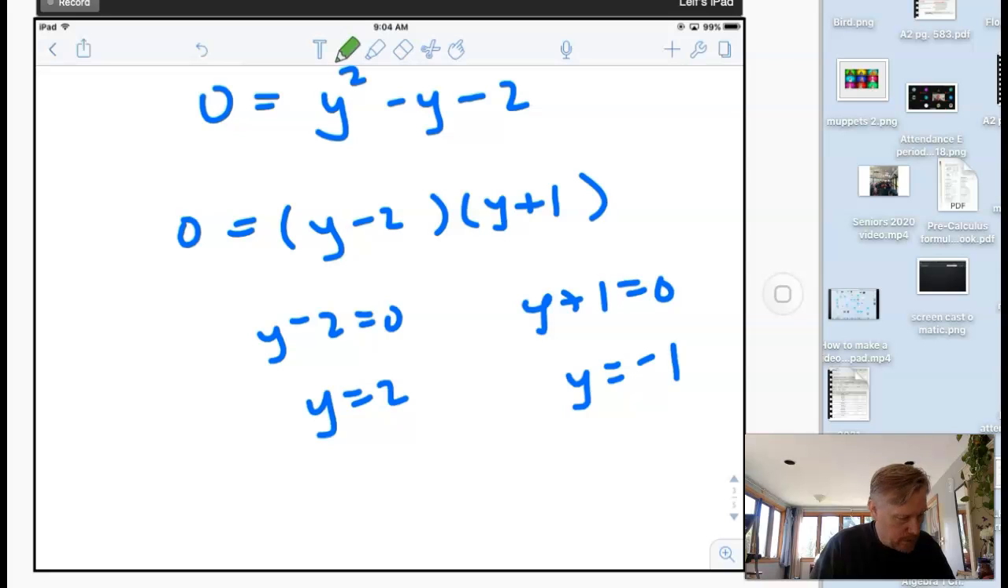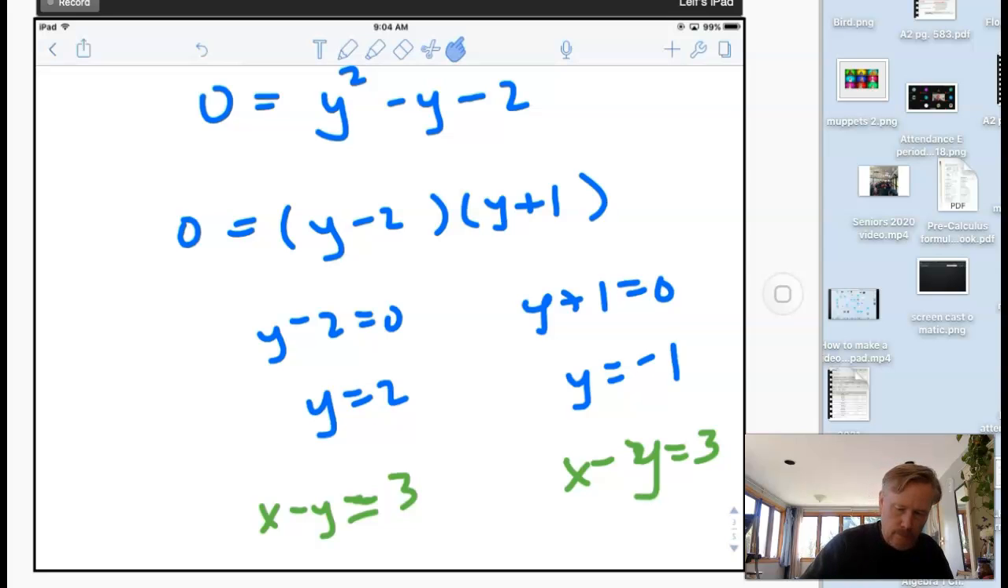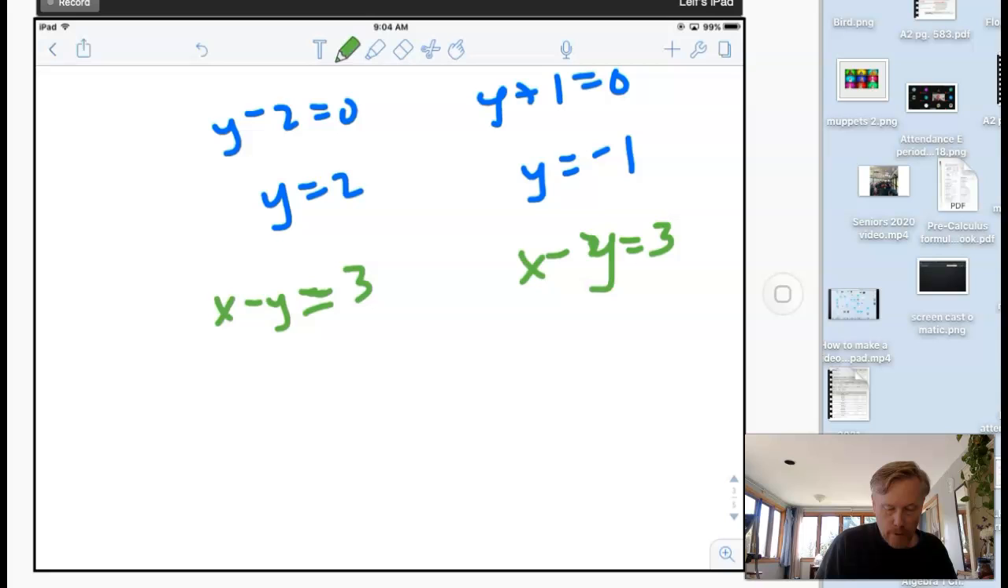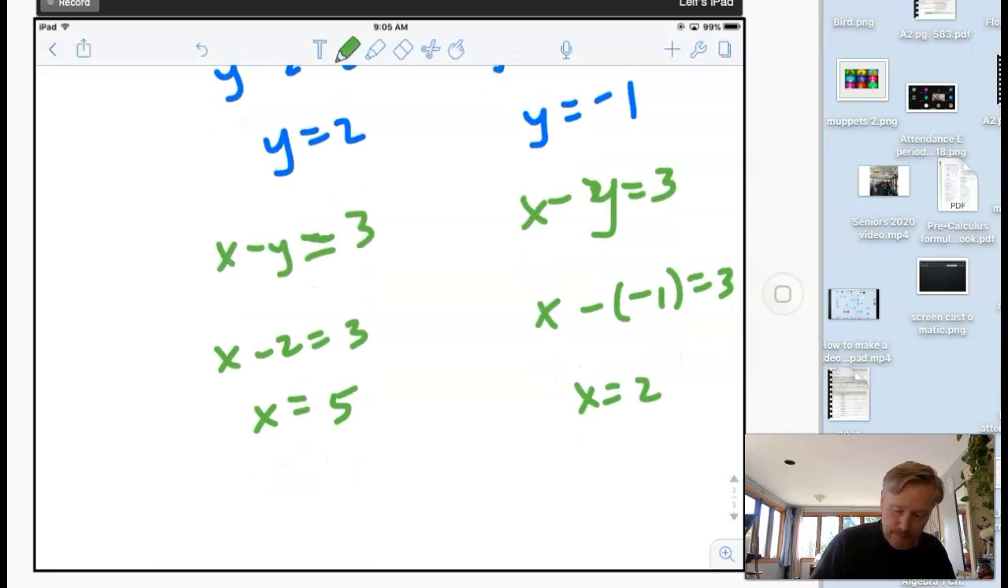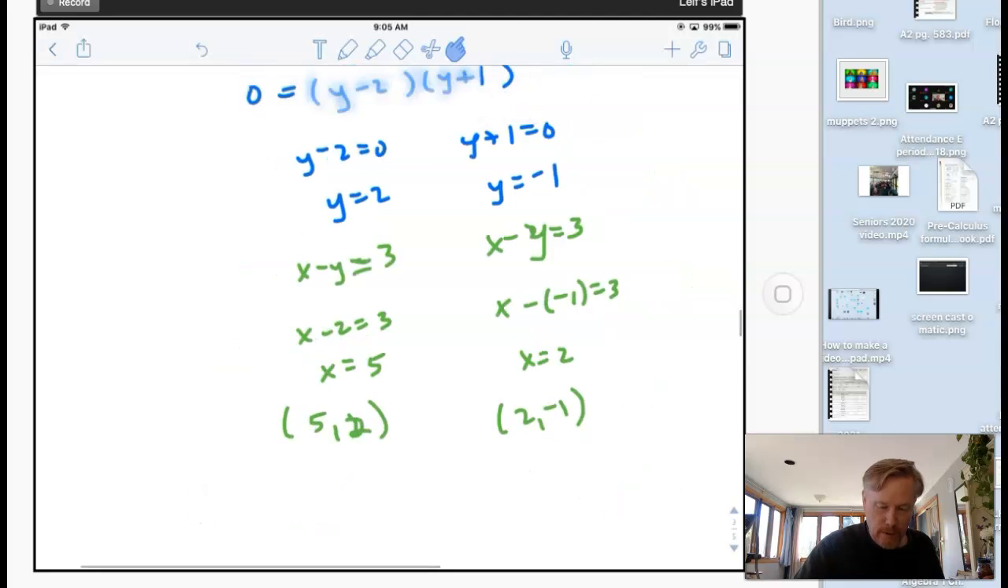And when I plug those back into the easier of the two equations, which is presumably the top one, x minus y equals 3, I will get my other answers. So x minus 2 equals 3, so x will be 5. Over here, if I go x minus -1 equals 3, that's the same as x plus 1 equals 3, then x equals 2. So I get my two answers here. I got 2, -1, and over here I got 5, 2. Remember, the x always goes first because they're coordinates. So it's like graphing.